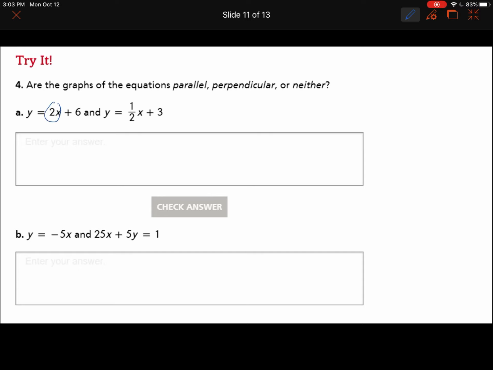So we've got this one set up in slope-intercept form already. I have a slope of 2, and I have a slope of 1/2. Again, these are reciprocals. If I flip 2 over 1, I get 1 over 2. But I don't have that negative piece, so I have a neither.